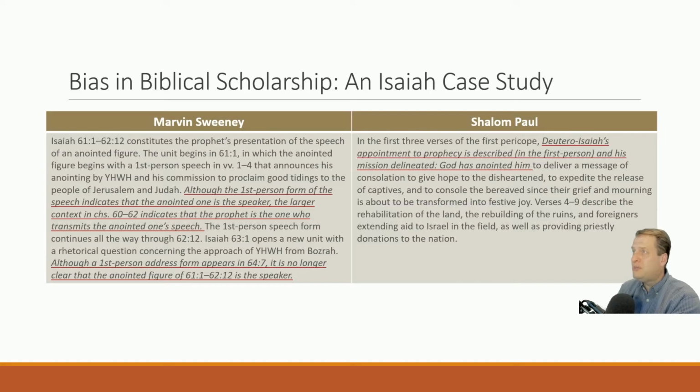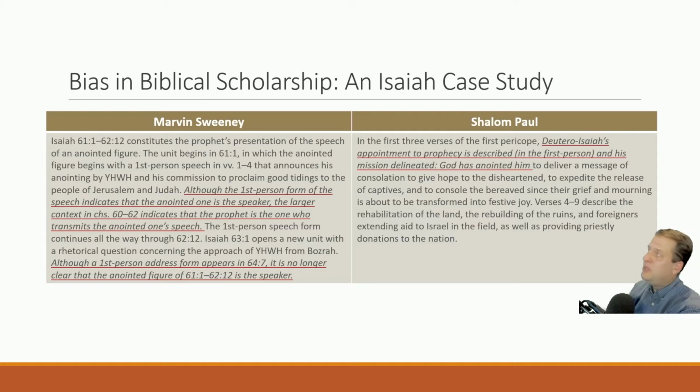Although the first-person form of the speech indicates that the anointed one is the speaker, the larger context in chapters 60 through 62 indicates that the prophet is the one who transmits the anointed one's speech. Below, he says, "Although a first-person address form appears in 63:7, it is no longer clear that the anointed figure of 61:1 to 62:12 is the speaker."